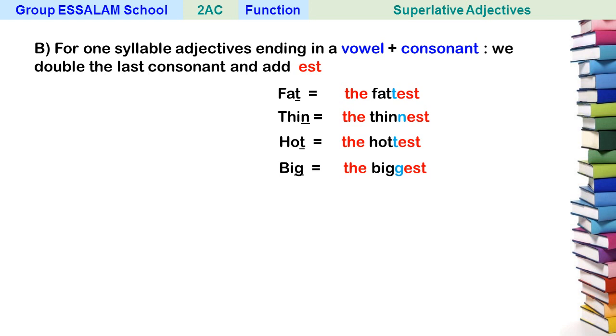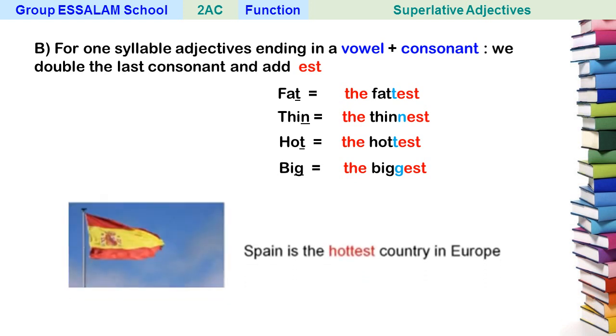So can you observe this? We should have the last consonant and then we add est. And please don't forget the fattest, the thinnest, the hottest, the biggest, and so on and so forth. For example, Spain is the hottest country in Europe.